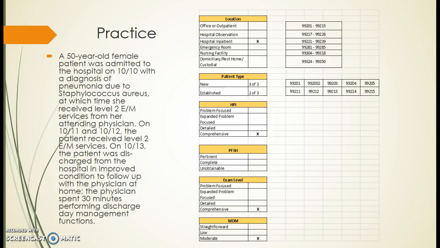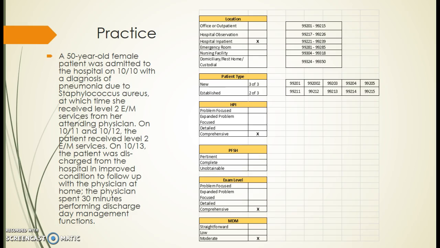Okay, so with this lady, we now have to code for 4 different days. We have to code for her admit date, her 2 subsequent days, and then her discharge. So we'll start with her admit date. She's hospital inpatient, which is going to give us a code range of 99221 to 99239.